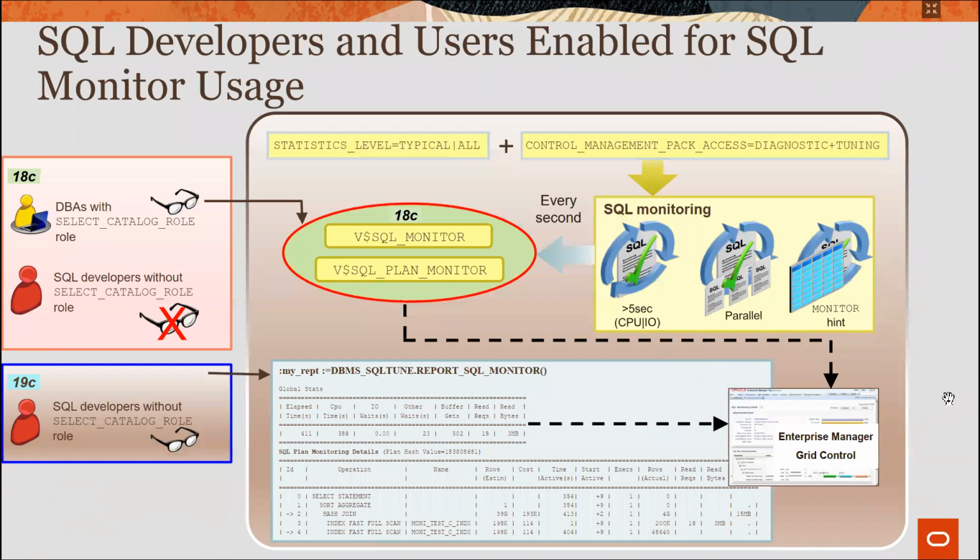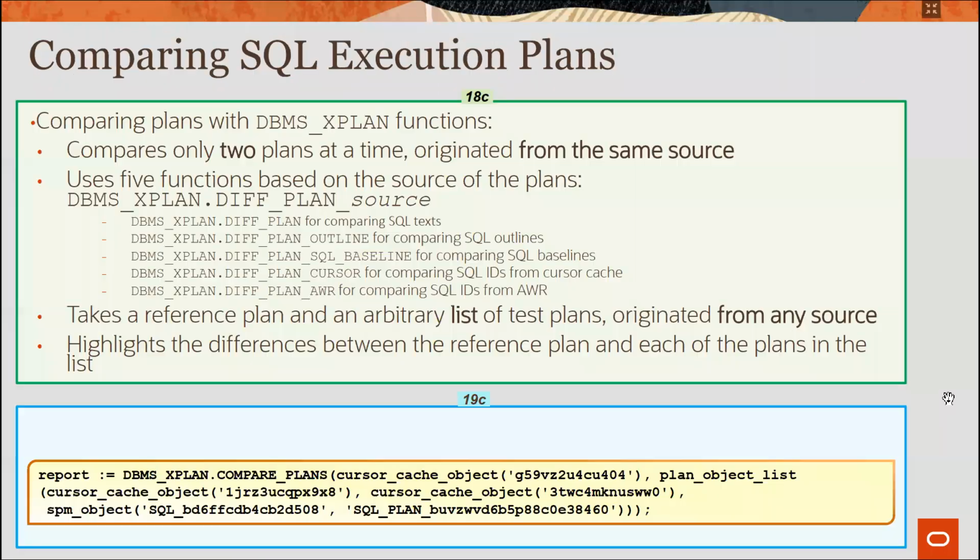I don't need to go out and ask the DBA to grant the select catalog role to have permission to certain data dictionary objects, because I no longer need them. This is a great boon to our developers. Next slide.